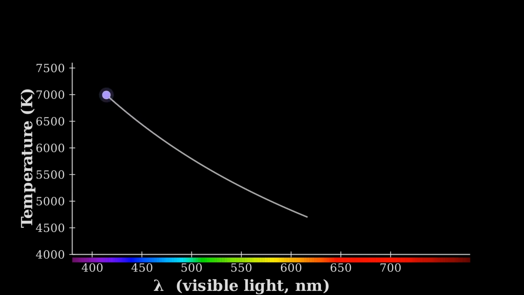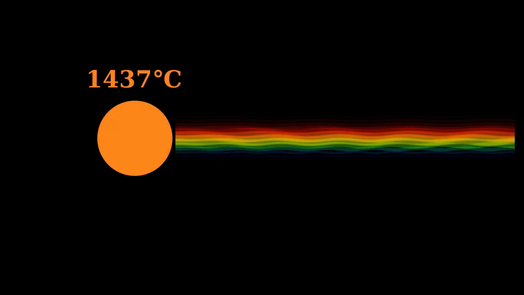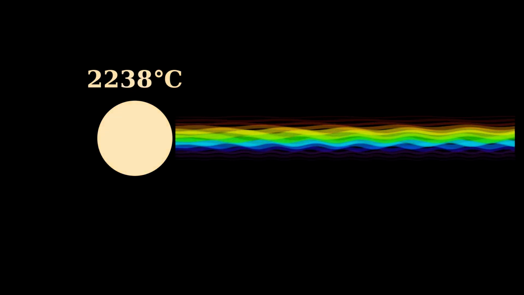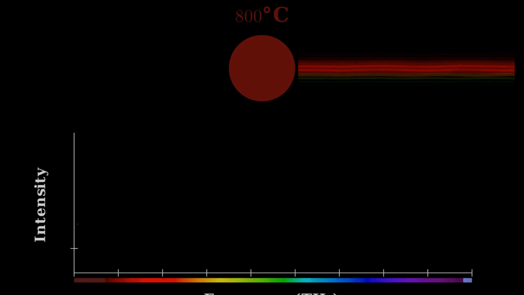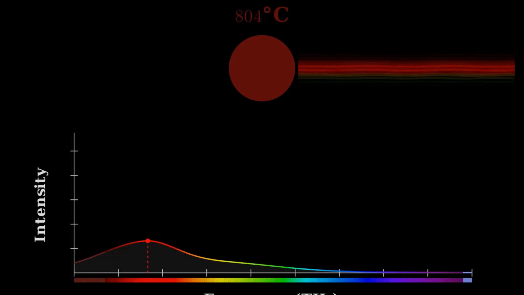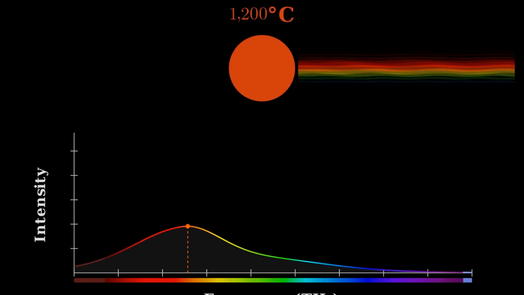But that's not exactly how light really works. It isn't just one wave of a particular wavelength being emitted from the object. Instead, the object emits many waves at many different wavelengths. It's just that some wavelengths are more intense than others, depending on the temperature. So, if we were to plot the distribution of all the wavelengths coming from the glowing object, we would see that the intensity peaks at the colour that we perceive the object to be.